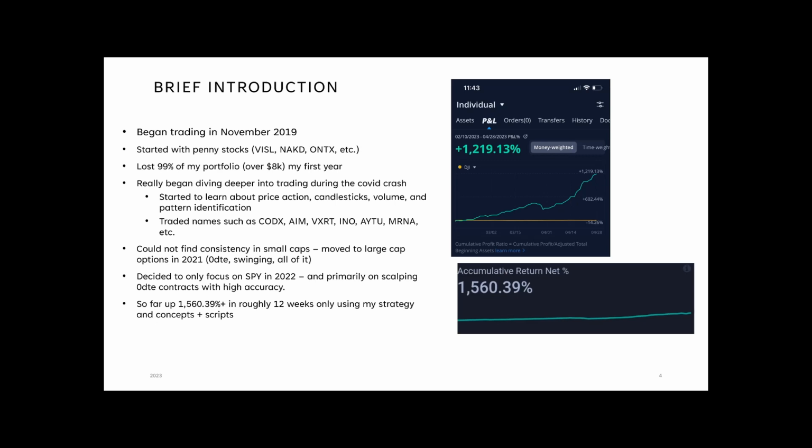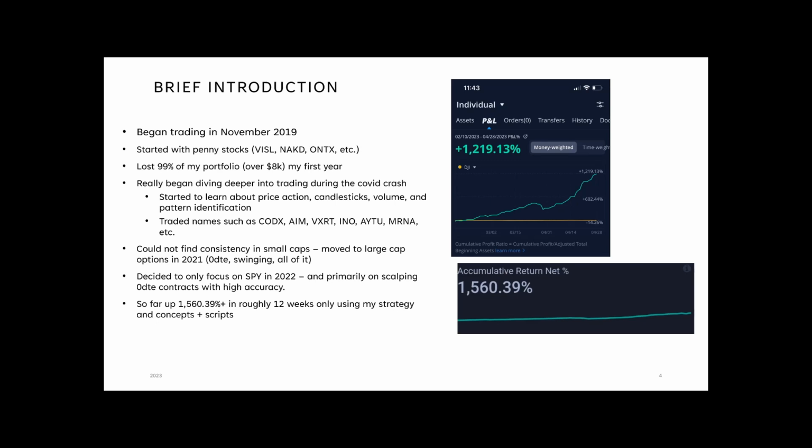But even though I made some money during the COVID names, I didn't actually find any consistency. My P&L was all over the place. So I wanted something more consistent and more sustainable. So I moved over to larger caps, and I just kind of messed around with swinging, and I tried a bunch of different strategies, but I could never find anything that really resonated with me. It seemed like I was just trying to find other people's strategies and mimic them and combine them, but it didn't really work for me. So I decided to do my own thing.